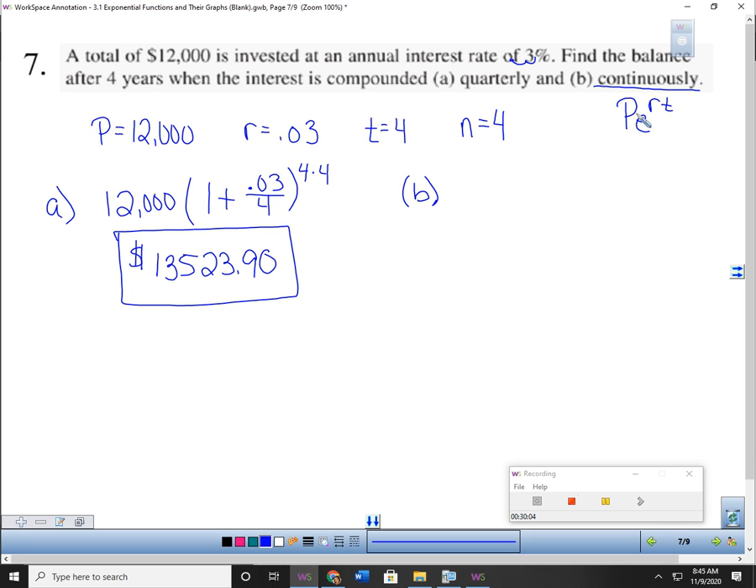So we literally start with your principal, which is 12,000, times E. Remember, E is an actual number, so we don't plug in for E. And then we're going to raise that to our rate and the time. So the rate would be 0.03 times our time, which is 4, and we're literally just going to plug that in.